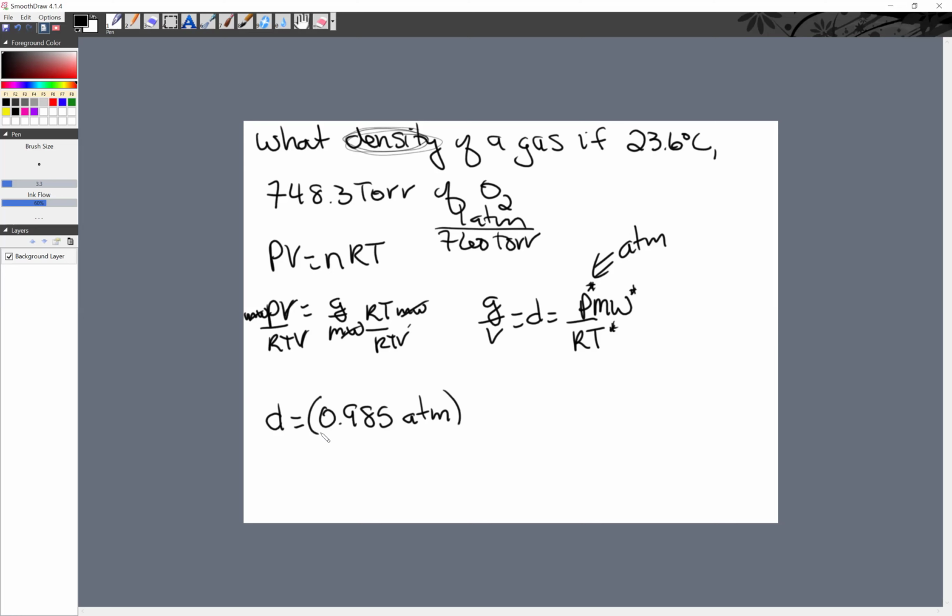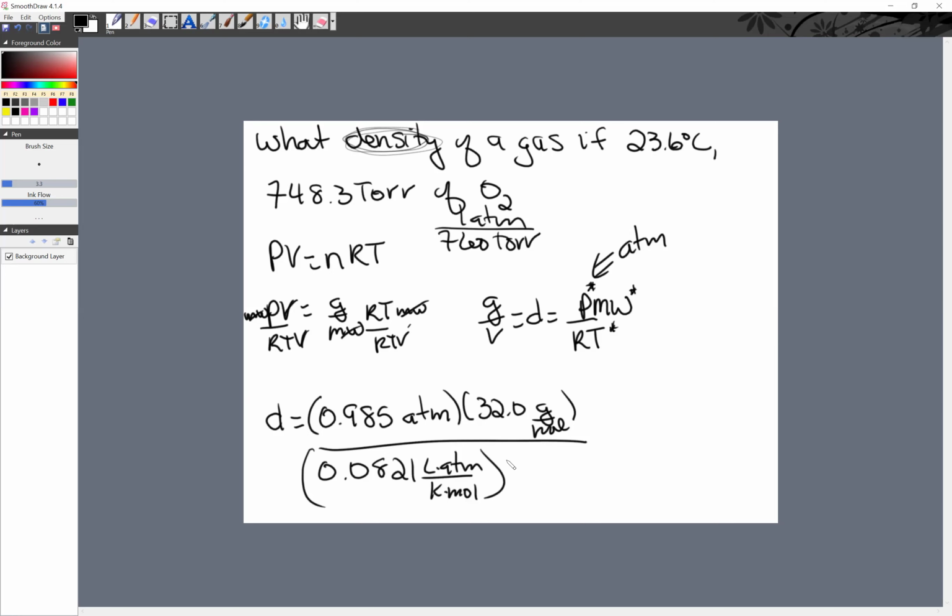times the molecular weight, and each oxygen weighs 16. So it's 32 grams per mole, all over R, which is 0.0821 liter atmospheres per Kelvin mole. And my temperature has to be in Kelvin, and right now it's in Celsius.